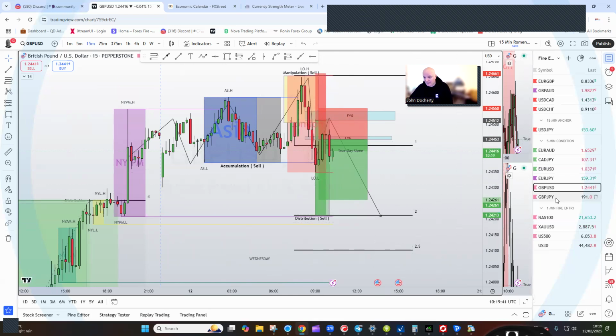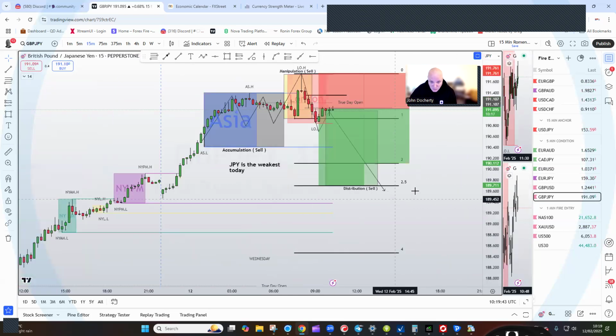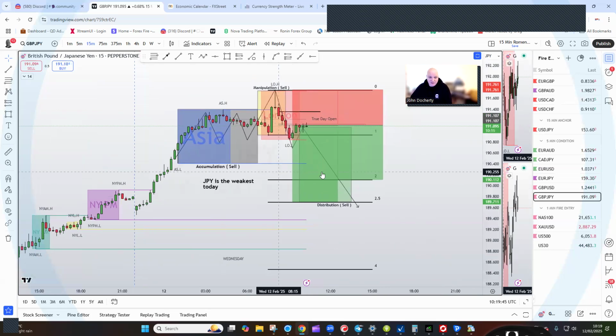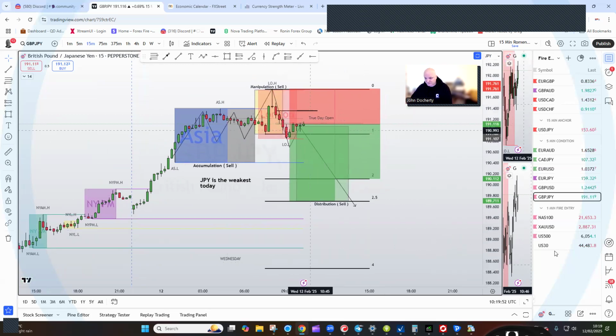We are in profits. We've got the GBP JPY. Again, we've tapped the entry. The JPY is the weakest. It has come back into the FVG from the manipulation phase.